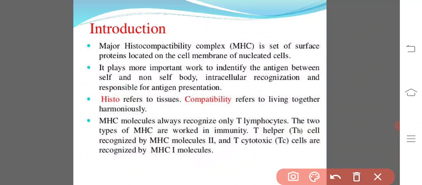Usually, the major histocompatibility complex is a set of surface proteins located on the cell membrane of nucleated cells. It plays an important role in identifying antigen between self and non-self body, intracellular recognition, and is responsible for antigen presentation.